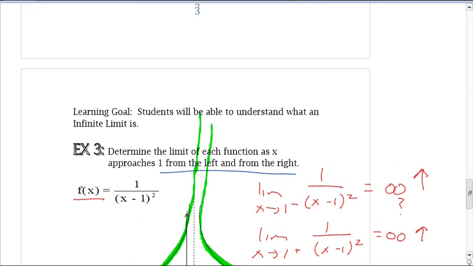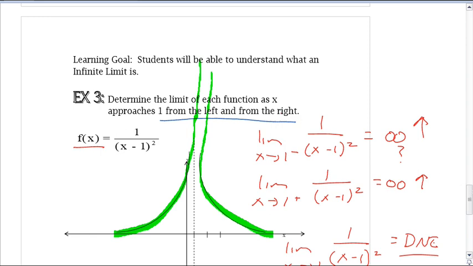Alright, so let's scroll up and see if we met our learning goals. Students will be able to understand what an infinite limit is. Remember that basic definition, if our value, our height, approaches infinity or negative infinity, we have an infinite limit.